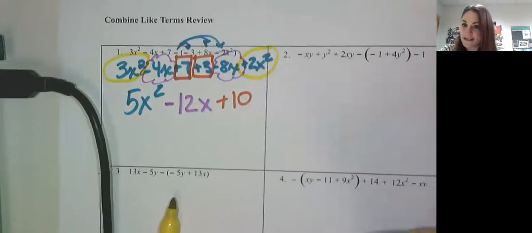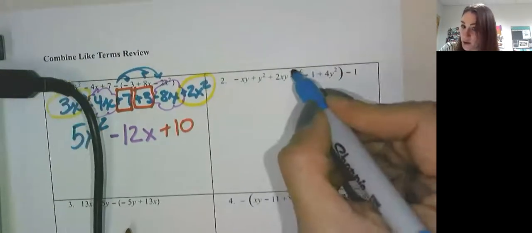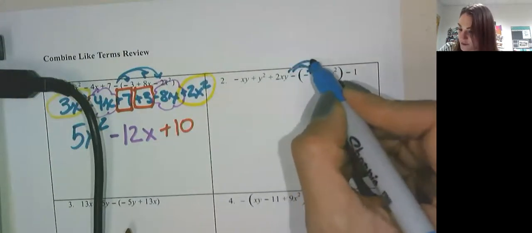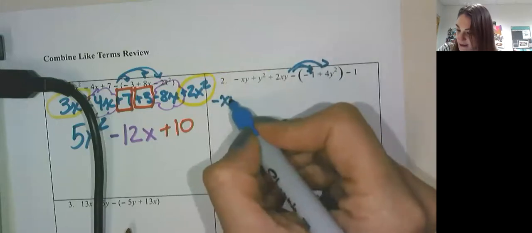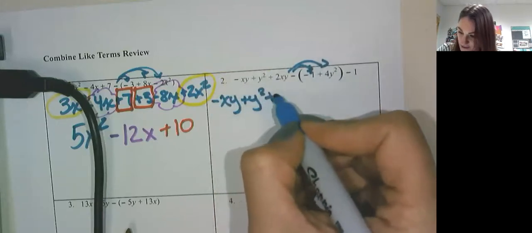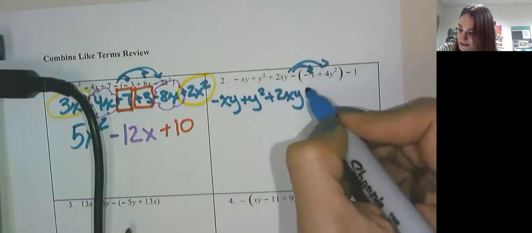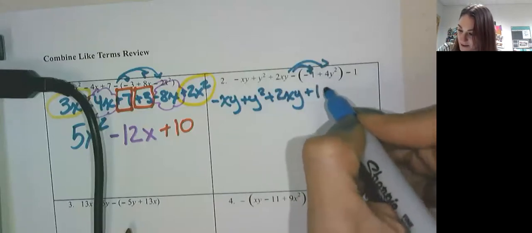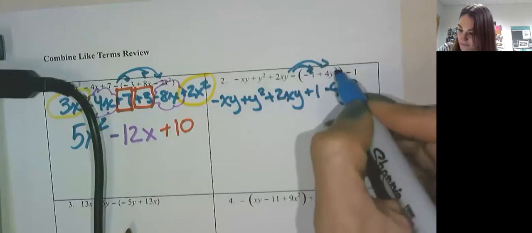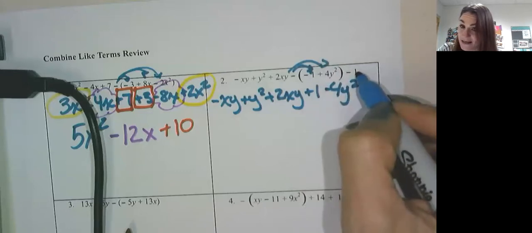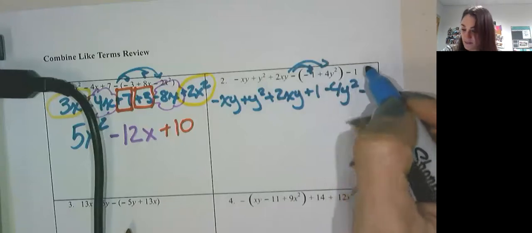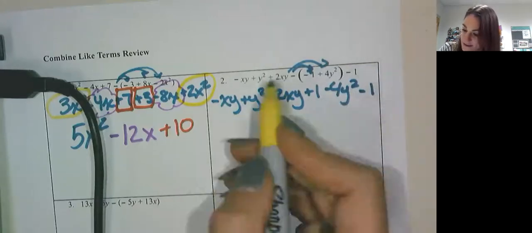Now we're going to do the same thing for number 2, but we're only going to flip what's in parentheses. So I'll rewrite these first couple terms. Then that -1 is going to become +1, and that's going to become a -4y squared. I'm not going to do anything to this -1 because that's not in the opposite region. It's not in parentheses.